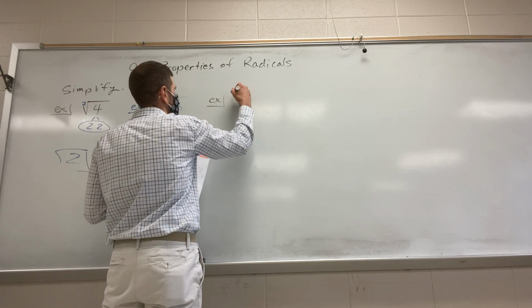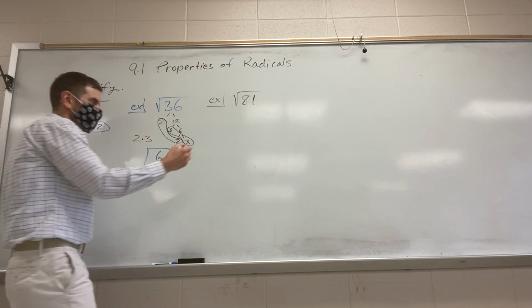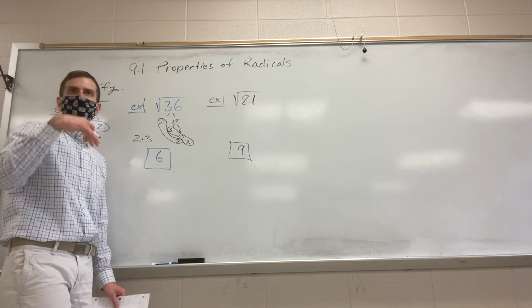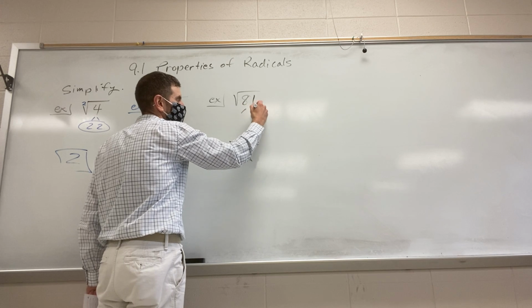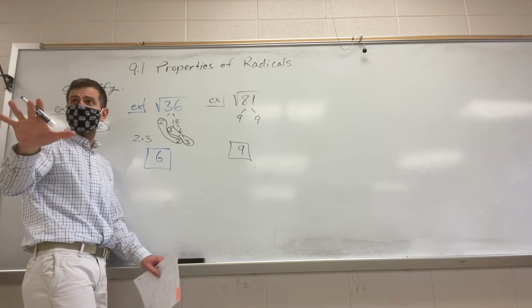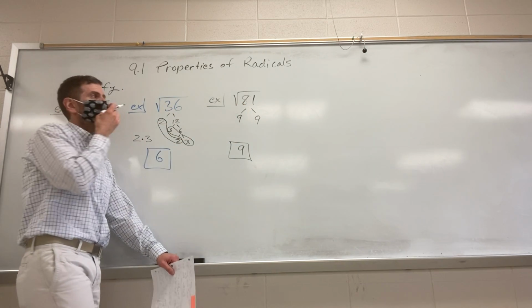And what about this one? Square root of 81. 9. It's 9, isn't it? But if you don't know that, you can do a factor tree, can't you? And I don't care if you do it or not. Wouldn't most people do 9 and 9? Well, you can actually stop right there. Don't you have a pair? Yeah. But if you didn't realize that, guess what you might do?